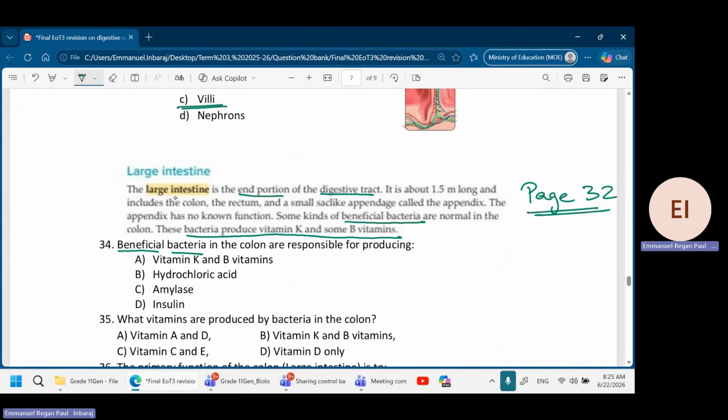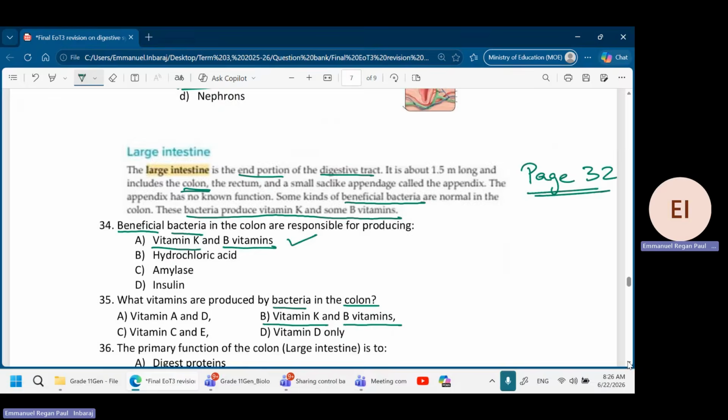Colon is the large intestine. You see, colon is a part of large intestine. So beneficial bacteria in the colon are responsible for producing vitamin K and B vitamins. So this is the answer. It's a very important question. What vitamins are produced by bacteria in the colon? It's vitamin B and K.